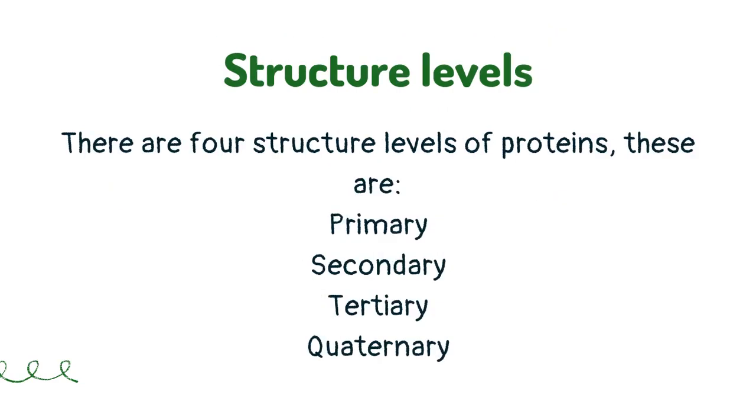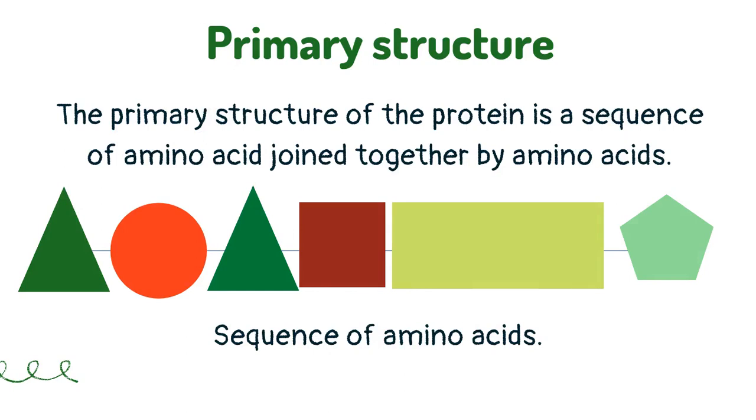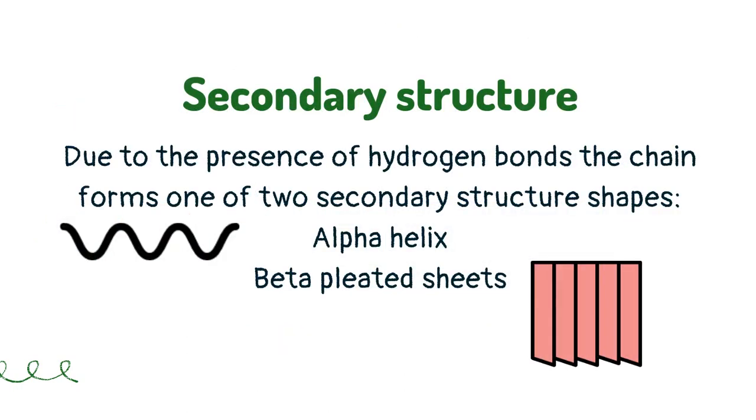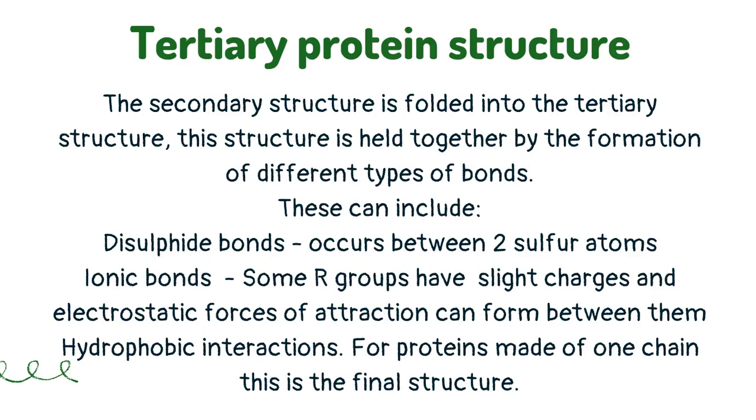There are 4 structure levels of proteins. These are primary, secondary, tertiary, quaternary. The primary structure of the protein is a sequence of amino acids joined together by peptide bonds. Due to the presence of hydrogen bonds, the chain forms one of 2 secondary structure shapes, alpha helix, beta pleated sheets. The secondary structure is folded into the tertiary structure.